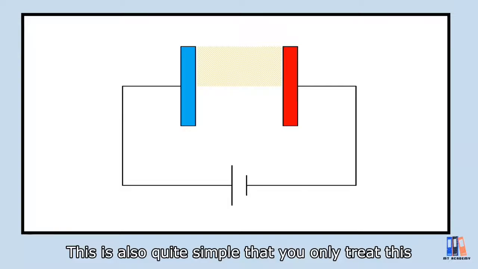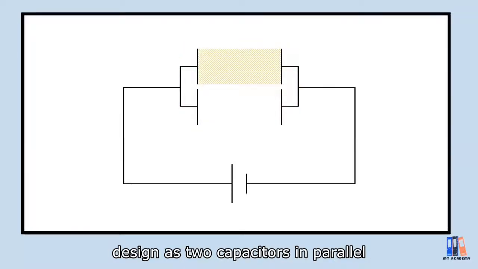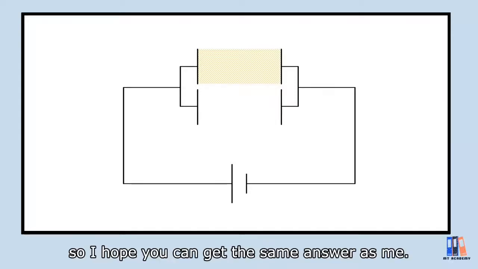This is also quite simple, as you only treat this design as two capacitors in parallel. The effective capacitance of this design is equal to 3.2 C0. I hope you can get the same answer as me.